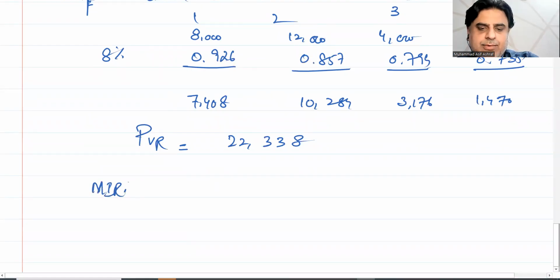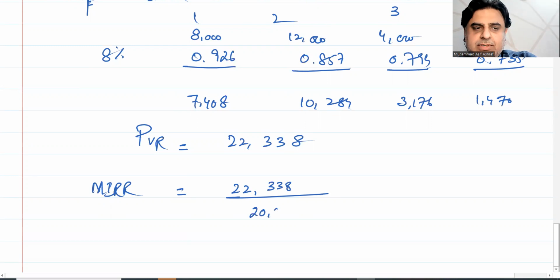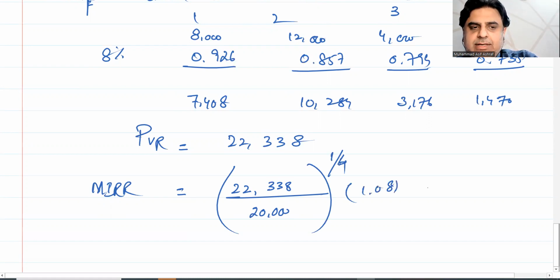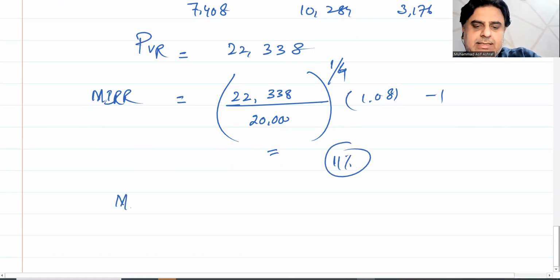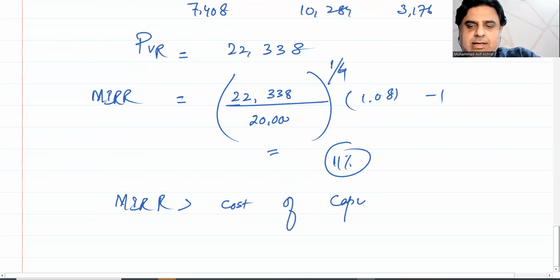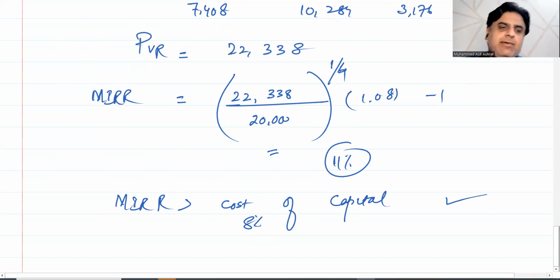Now put the values in the MIRR formula. 22338 divided by initial investment, which was 20,000, to the power 1 by 3, no, here n is 4, into 1.08, the discount rate, minus 1. So this is equivalent to 11%. Yes, here we have MIRR greater than cost of capital, because cost of capital was 8%. So this project is acceptable for us.